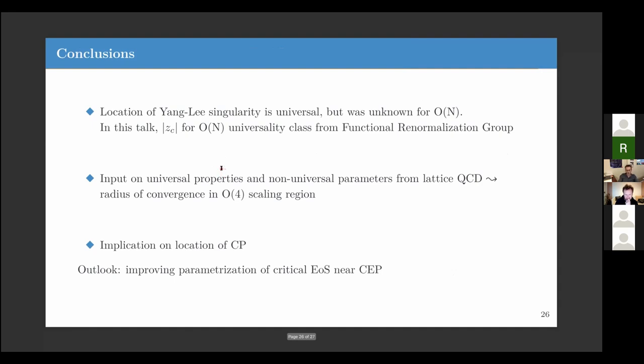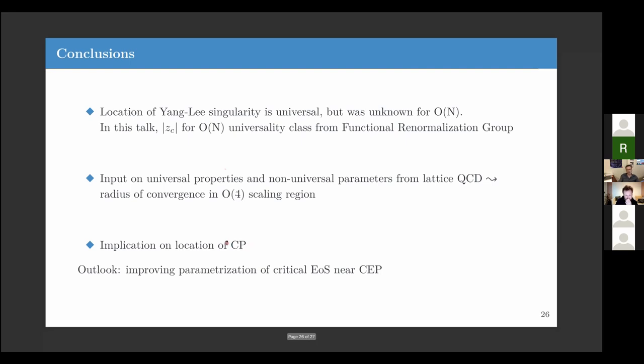We showed that it is non-trivially consistent in different regimes, that we reproduce the mean field level when we vary the number of dimensions, and we introduce a large N limit when we vary the number of components. So using this input on universal properties and non-universal parameters from lattice QCD, we were able to extract the radius of convergence. Well, we have to assume that QCD is in an O(4) scaling regime to do that. If you do not believe so, if you think that this is overstretched, you can consider this as a model for the real world. There are some implications for the location of the critical point, because the radius of convergence is continuously connected to the critical endpoint.